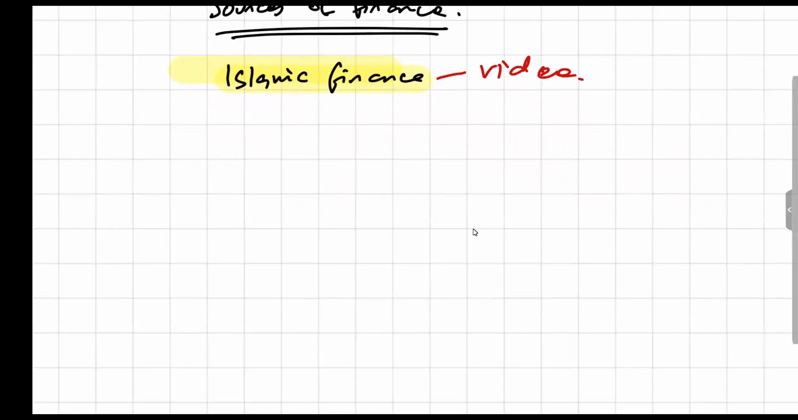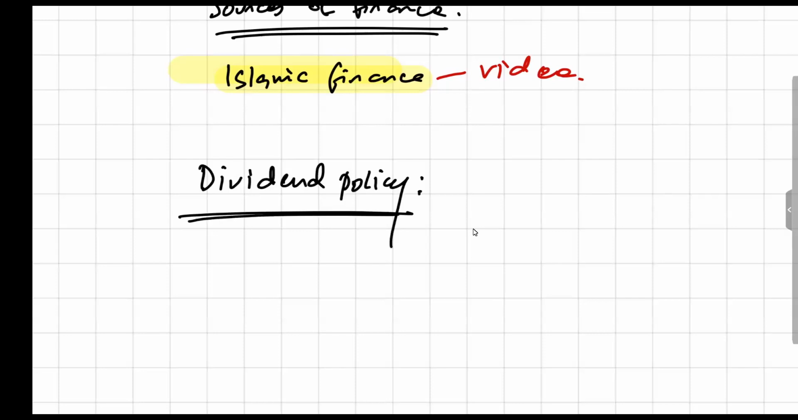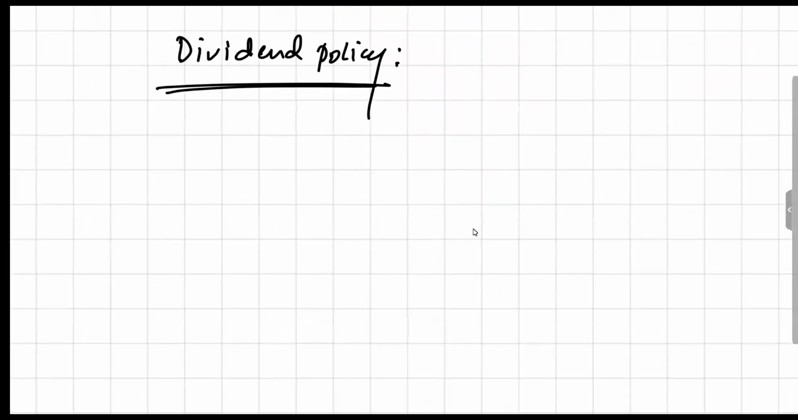So now next, we need to talk about another aspect, which is the concept of dividend policy. At times the examiner gives you a question on dividend policy, and as a student you might get stuck on how to go about doing it.